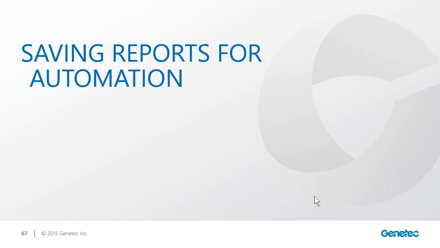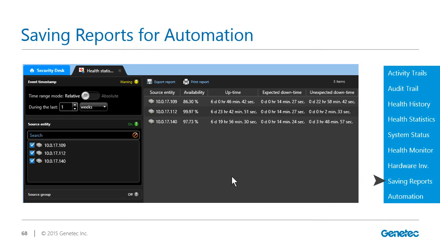Okay, we're going to move on to the automation side of things now. And the first thing we need to do is make sure that the reports are saved and ready to be sent out. To save a report, we first need to open the reporting task and change the parameters and filters on the side to the ones that we wish to use.